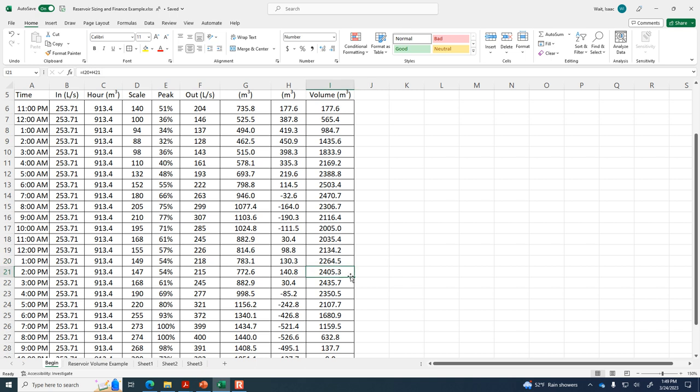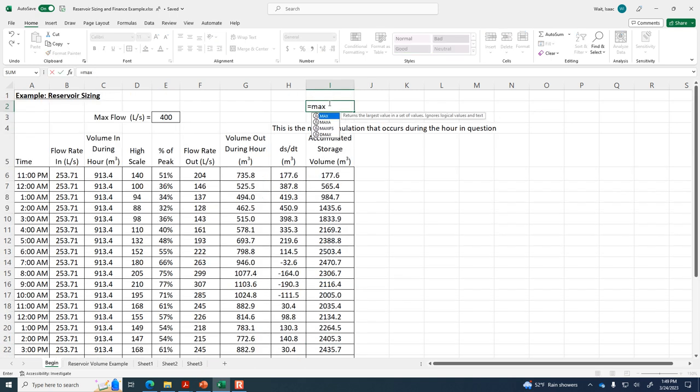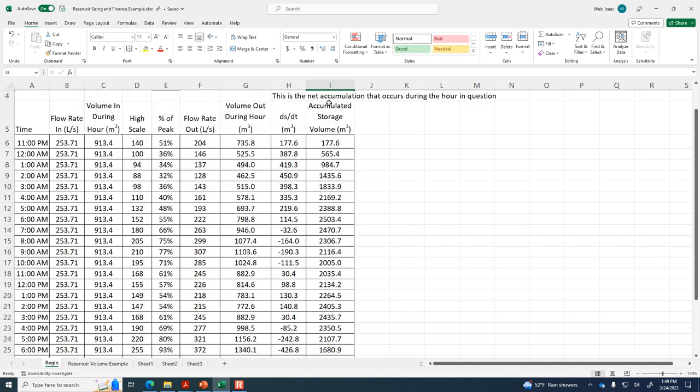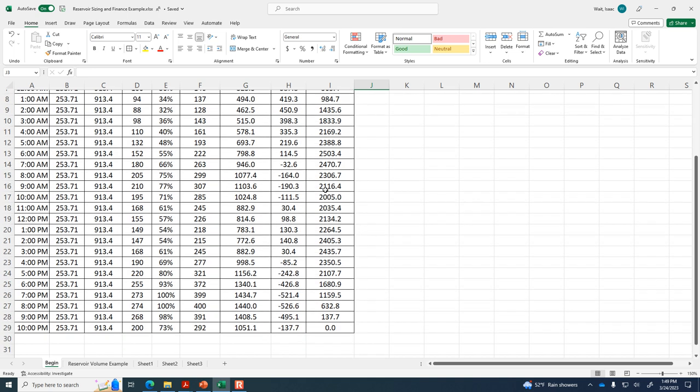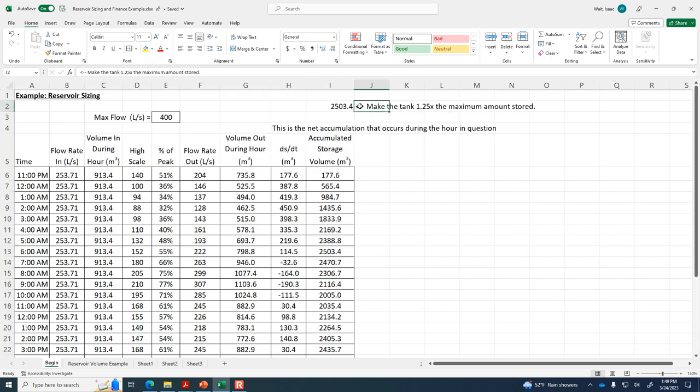So we look, where is the maximum? Well, there's a formula. We can do equals max and just put the range in there so we don't even have to look. Here's our maximum. So make the tank 1.25 times the maximum amount stored. I think that's the instructions I give you in the handout, is you don't want it to be right up to the top of the tank. You want to give yourself a little bit of a safety factor. So make the tank 25% larger than the most water you expect to see inside of the 24-hour cycle. I think it's 1.25 times. Double check the handout.